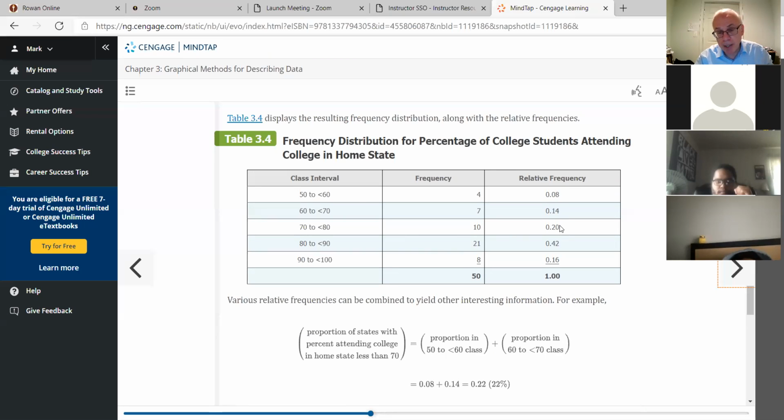I asked questions like that in the first homework. You should be able to read a table and be able to answer questions about what percentage is between two values, or greater than some value, less than some value, by simply looking at the relative frequencies and coming up with your answers. Now, of course, if I asked the number of values between 50 and 80, you would just add up these three numbers and come up with 21.